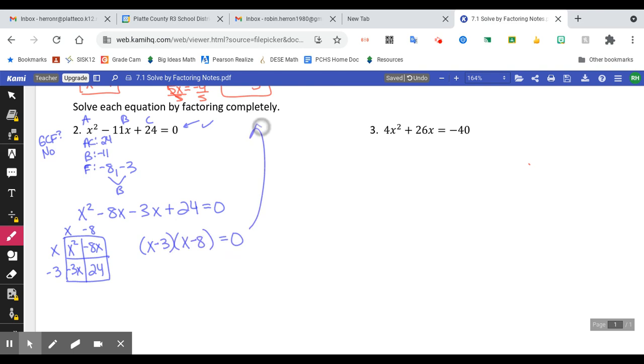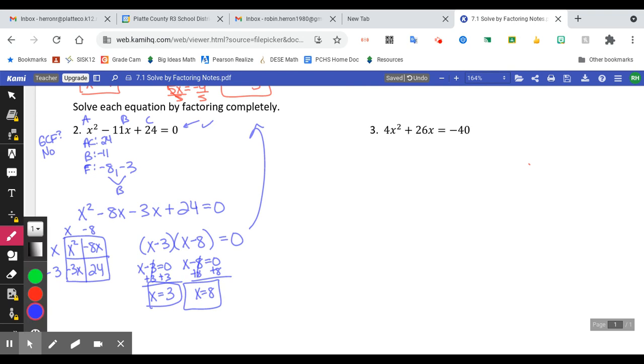Now I'm right back to where I was up top. X minus 3 equals 0. X minus 8 equals 0. I'm solving to figure out what x would be. This one would give me 3. If I add 8 on both sides here, this one would give me 8. So my answers for that are x equals 3 and x equals 8.